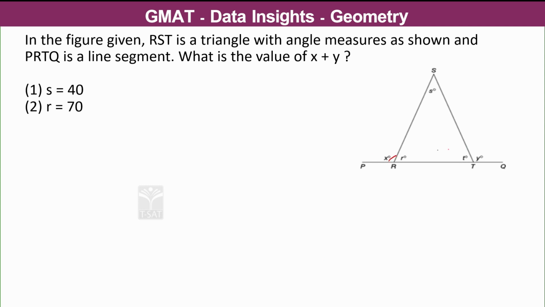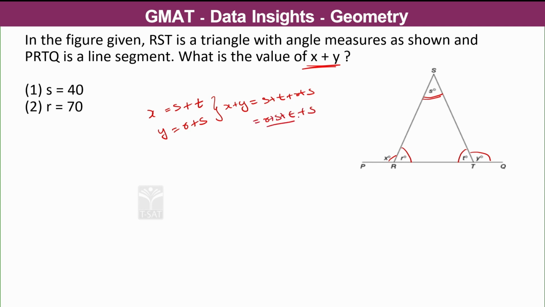X is an exterior angle, so x will be equal to the sum of the opposite interior angles, that is S and T. So, x will be equal to S plus T, and y is also an exterior angle for the triangle RST. So, it will be the sum of the opposite interior angles R and S. So, y will be equal to R plus S, and they are asking us what the value of x plus y is. From here we know that x plus y is equal to S plus T plus R plus S, which is equal to R plus S plus T plus S.